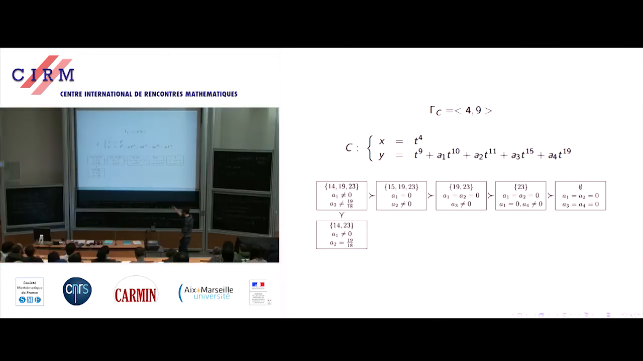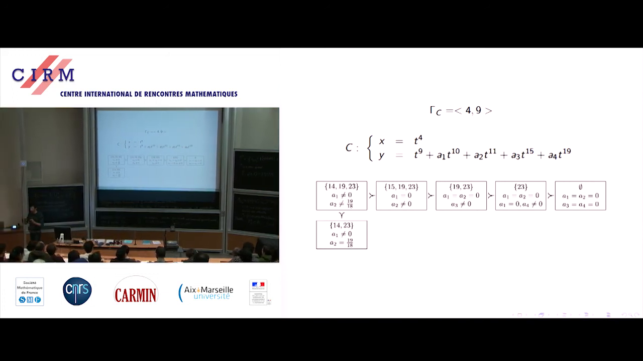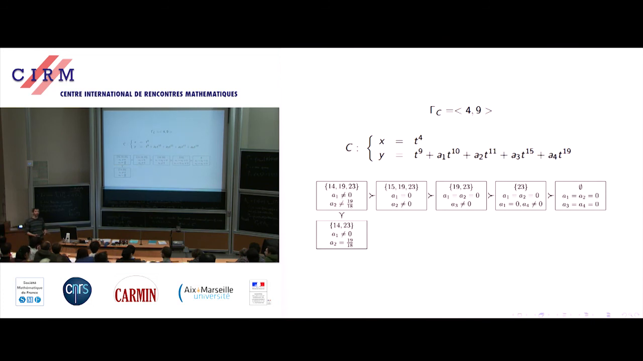So this is just an example of what their algorithm can do, but it can answer every question. You can put two different Puiseux parametrizations in the algorithm, and the algorithm says whether or not they are analytically equivalent. This is really, really impressive.